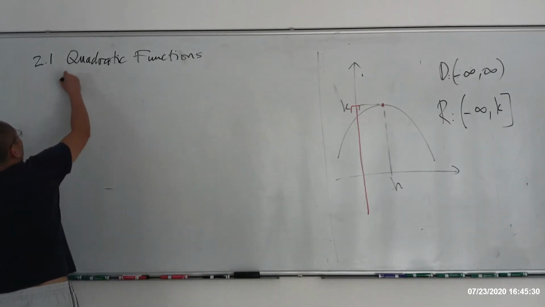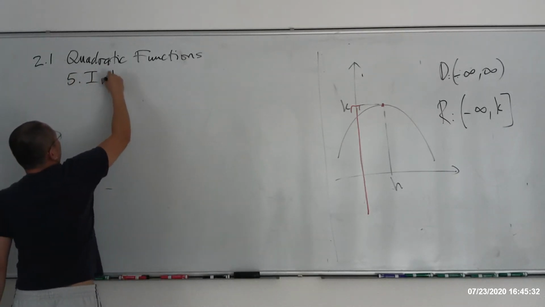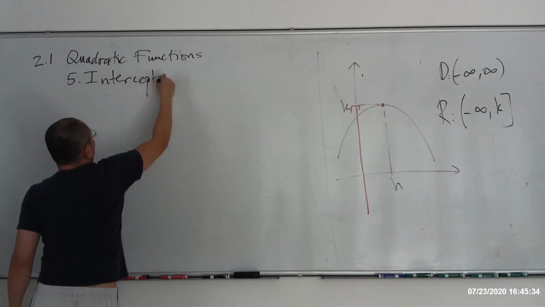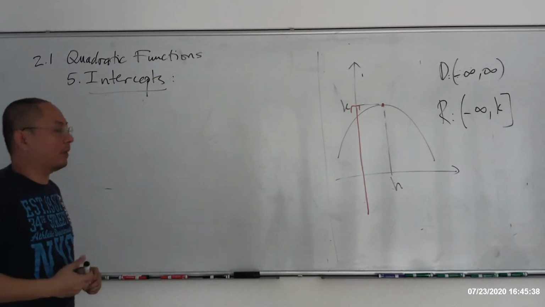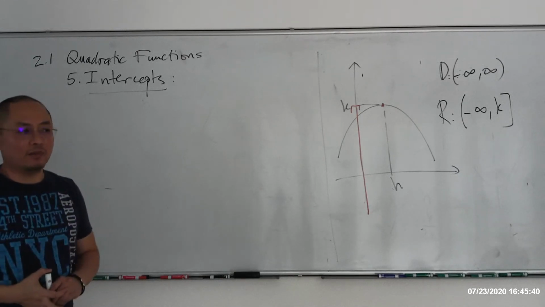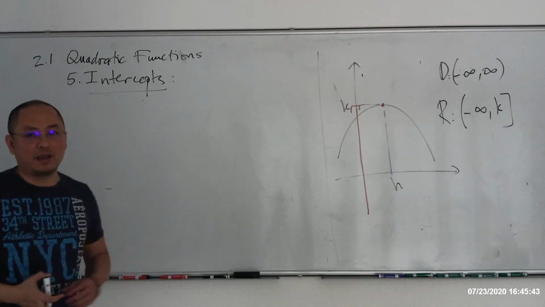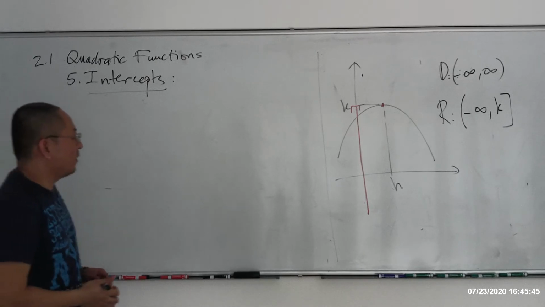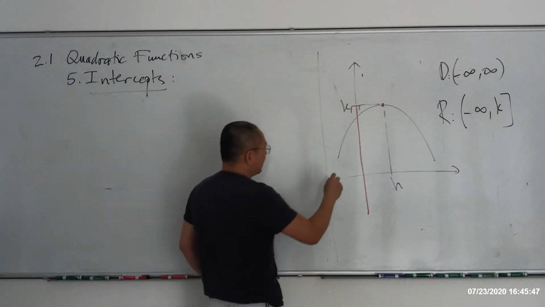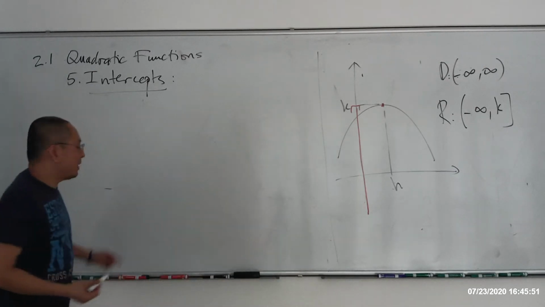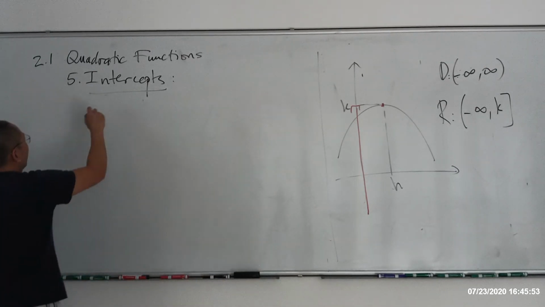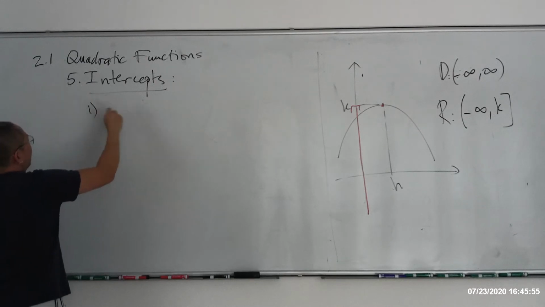Property number 5, the intercepts. Basically, we have two types of intercepts, the x-intercept and the y-intercept, and I guess the names say it all. The x-intercept is a point where the graph intersects the x-axis. The y-intercept is a point where the graph intersects the y-axis. So let me start with the one that I think is easier. Start with the first one. How about the y-intercept?